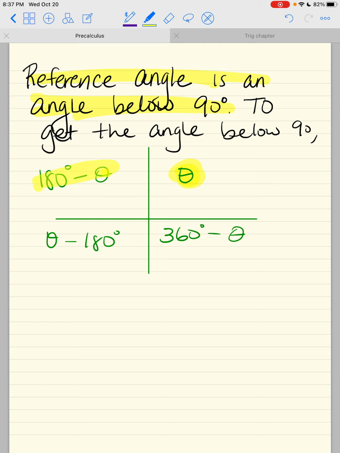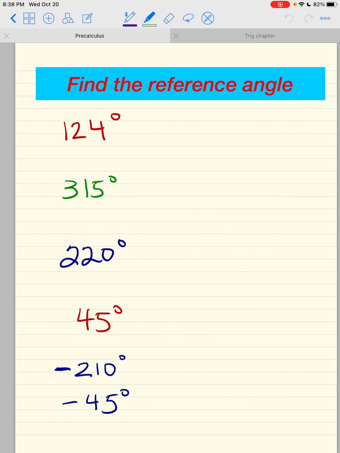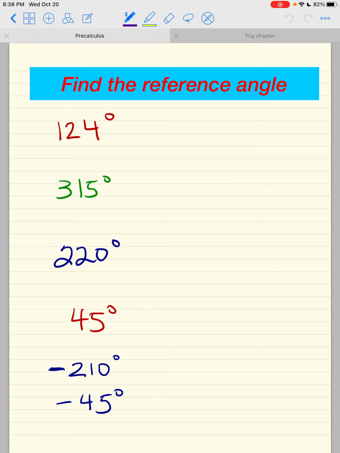When you get to quadrant 2, you do 180 minus the angle. Quadrant 3, you do the angle minus 180. And in quadrant 4, you do 360 minus the angle. Never in your life will you do 270, so don't think about it. 180 or 360, our objective is to get it below 90. So let's try a few of these. 124 degrees is in the second quadrant. I really don't care what quadrant it's in. I'm just trying to think, how do I get this number below 90 if I can only use 180 and 360? Easy. There you go.